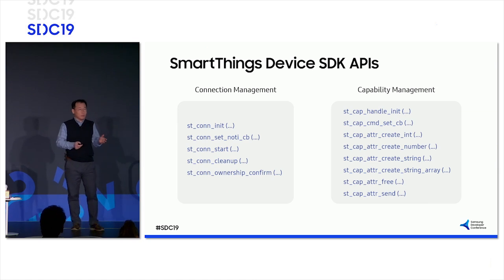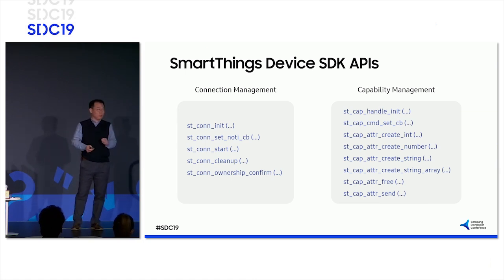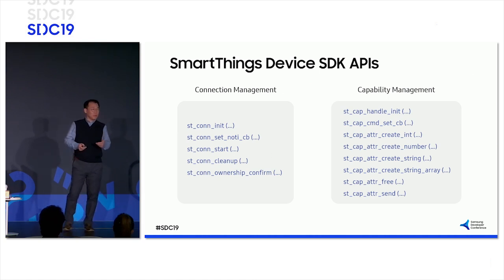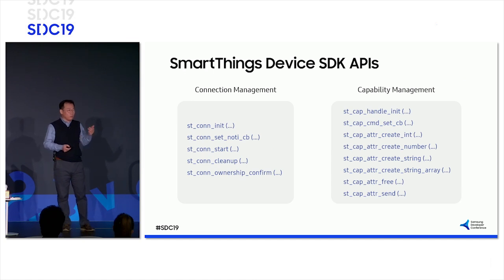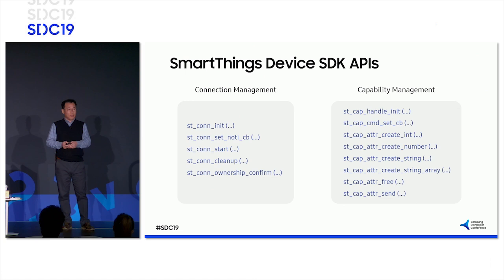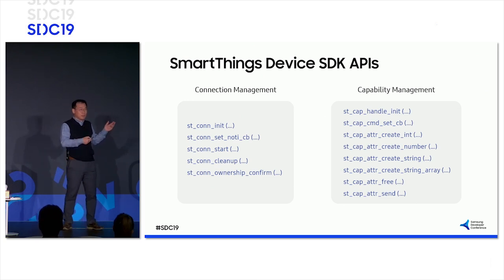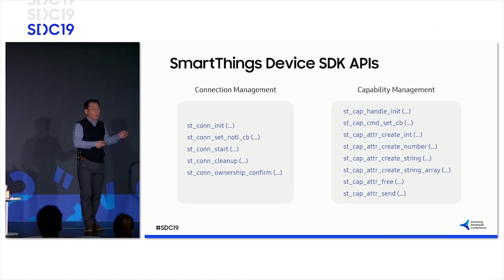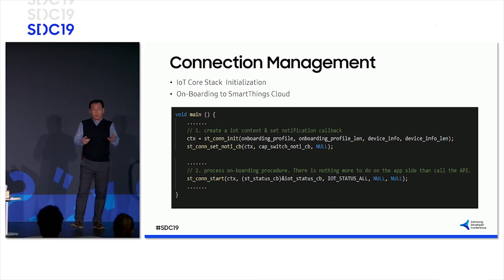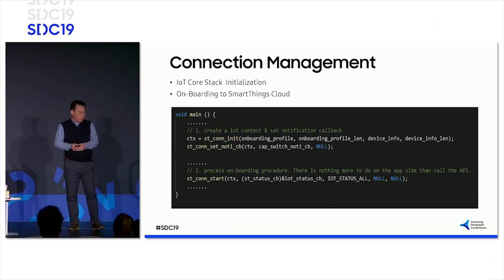The connection management APIs cover Wi-Fi connection, MQTT connection, and onboarding. And the capability management APIs cover sending the attribute of capability and receiving the commands of capability. You can see these APIs for device app are fairly simple and intuitive. Let's see the source code of example device app.